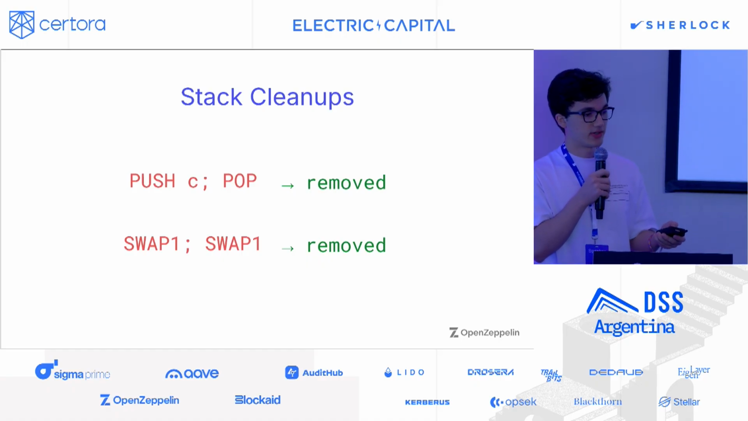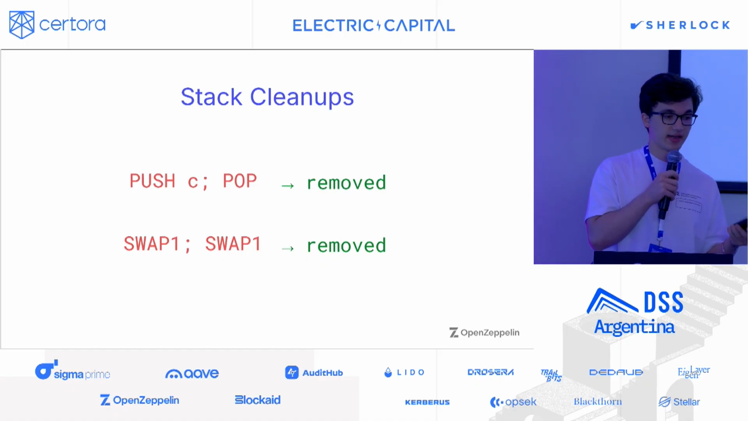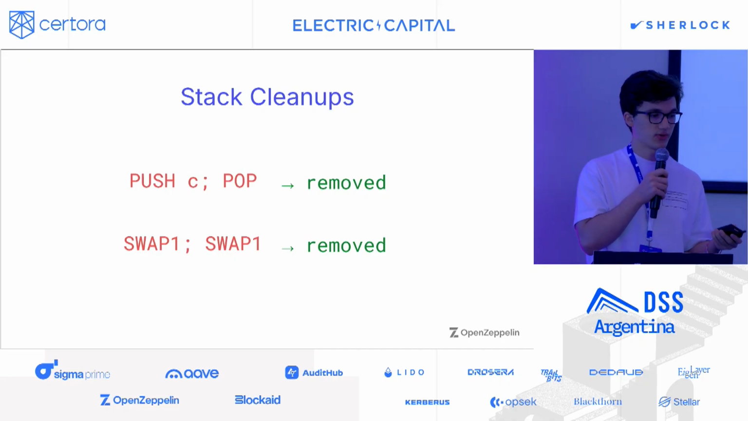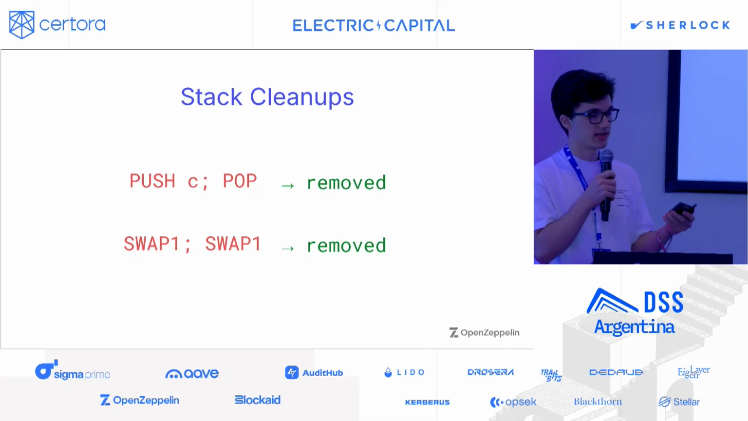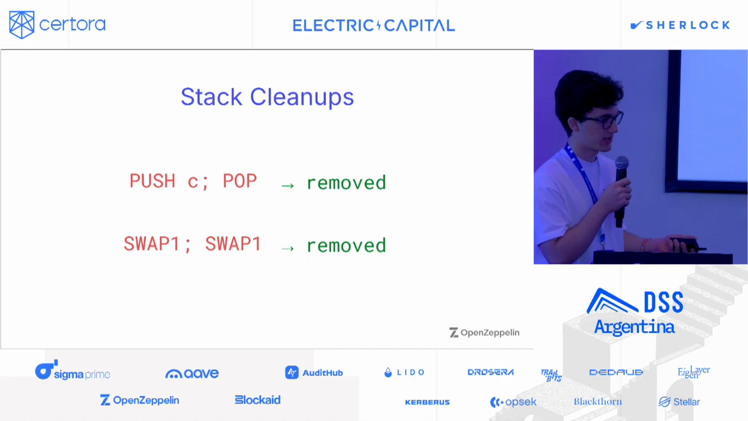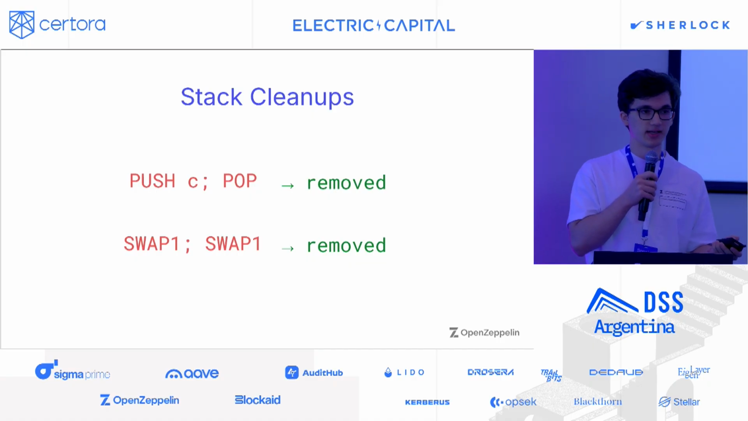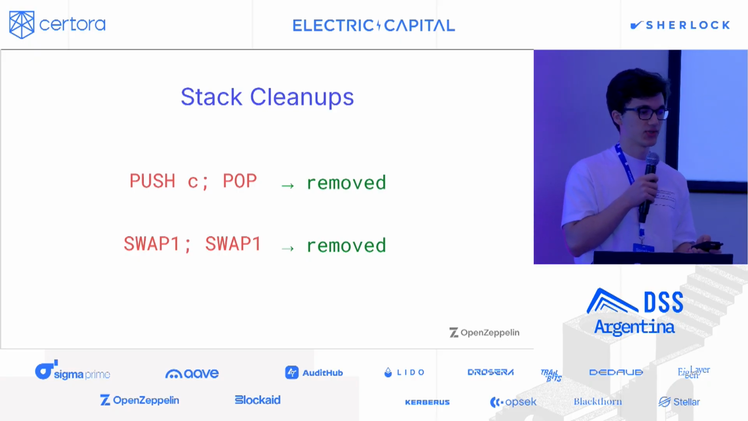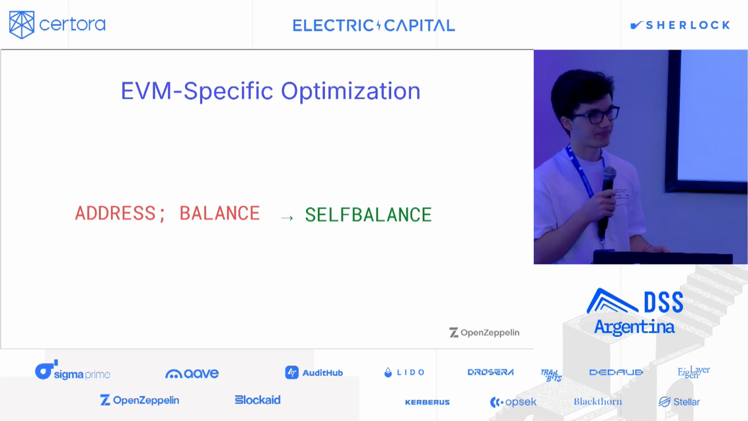The peephole optimizer also cleans up after the stack when it sees useless work. If you push a constant onto the stack and immediately pop it, then the optimizer just deletes both instructions. Swapping the same two stack elements twice gives you the original stack. So those two swaps can vanish completely.